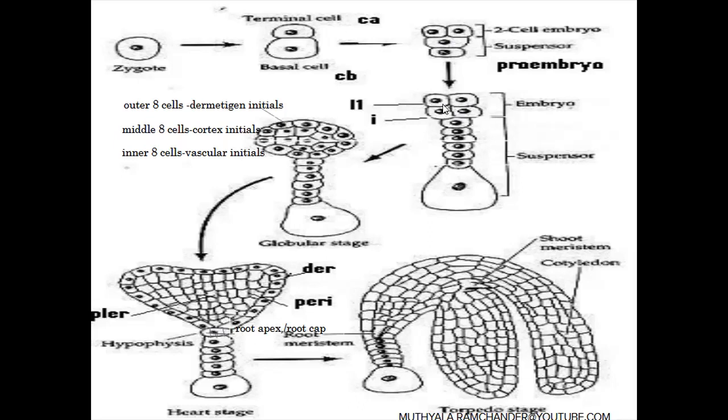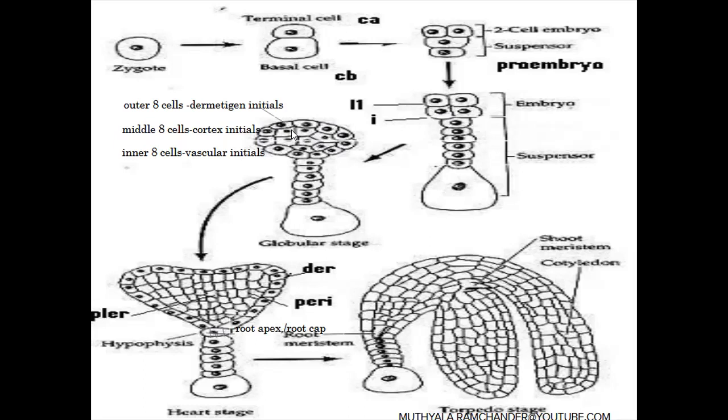These 4 cells again participate in mitotic division to form 8 cells. The 8 cells again divide mitotically to form 16 cells. The 16 cells are arranged in 2 whorls: outer whorl 8 cells and inner whorl 8 cells. The outer whorl 8 cells do not participate in further division; they take rest for a few moments. The inner whorl 8 cells again participate in mitotic division to form 16 cells.